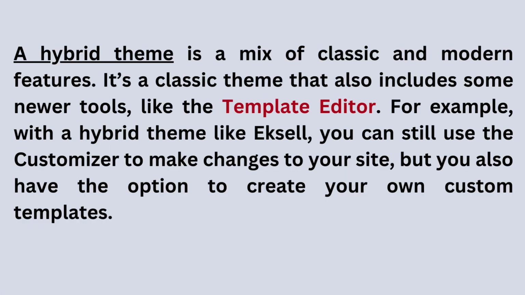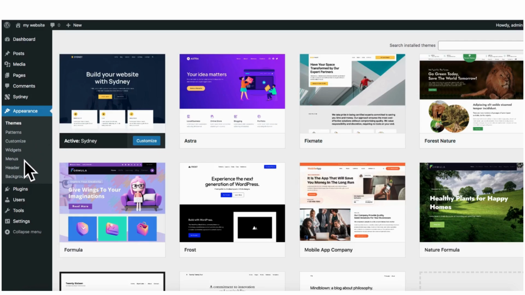A hybrid theme is a mix of classic and modern features. It's a classic theme that also includes some newer tools like the template editor. For example, with a hybrid theme, you can still use the customizer to make changes to your site, but you also have the option to create your own custom templates.